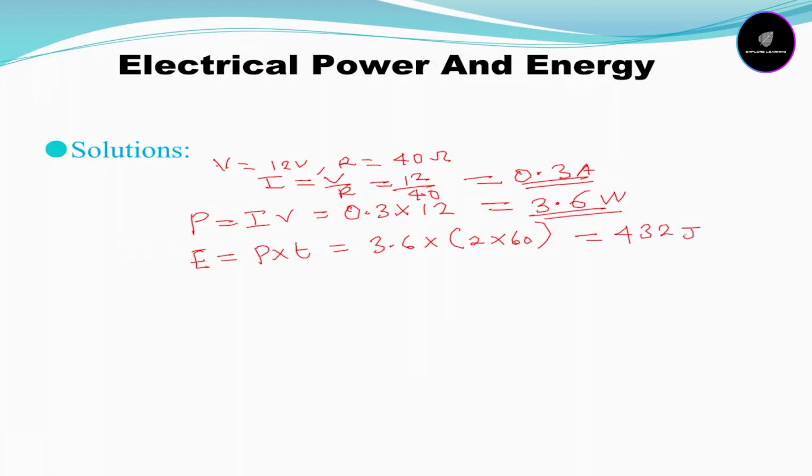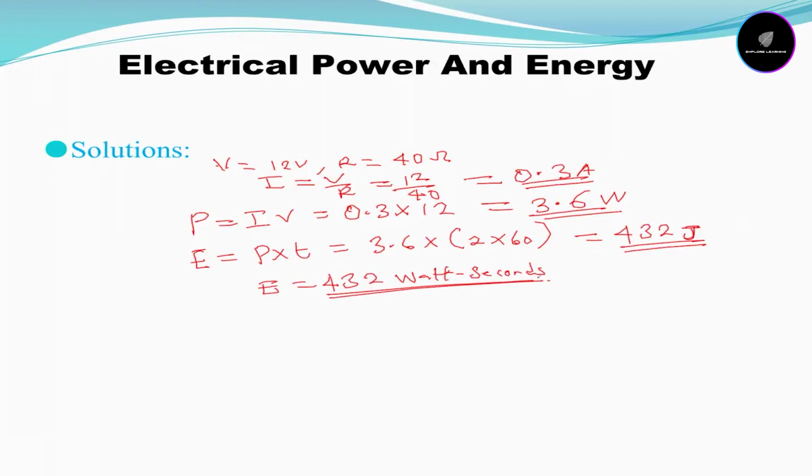432 joules. Okay? This is what we're going to get. And then if you want to also write it this way, you can also say energy equal to 432 watt seconds. Okay, you can also write it this way, watt seconds. I think that's the only question we have.